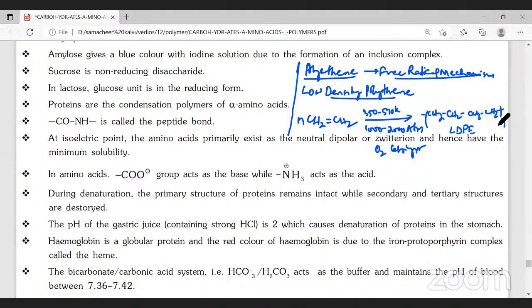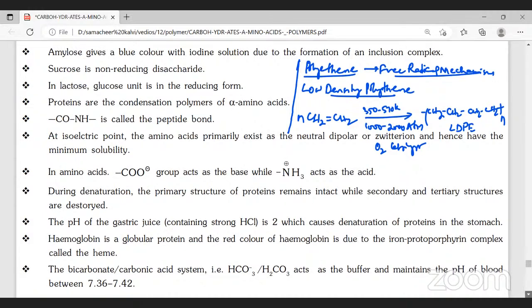This low density polythene is used in making plastic packing bags, polythene bags you have heard of, and it is used in insulation for electric wires and cables, and in the manufacturing of squeeze bottles, toys, etc.